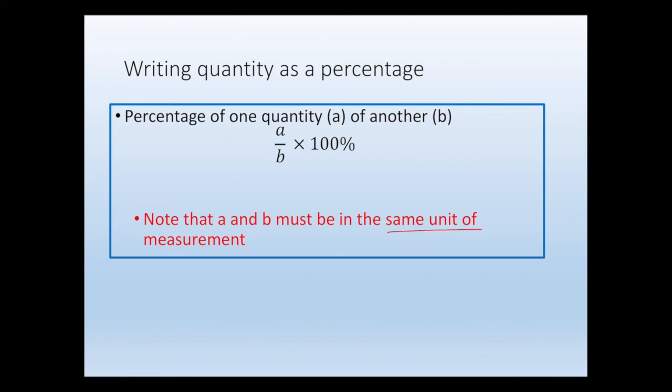So the percentage of one quantity A of another B is A over B times 100%. Now you must note that A and B must be in the same unit of measurement. This is a very important concept for you to know. You are asked to write 5 grams out of 50 grams as a percentage. We know they are the same unit of measurement. So we can write the fraction as 5 over 50 times 100%. So therefore that becomes 5 divided by 5 is 1, which is 10%.